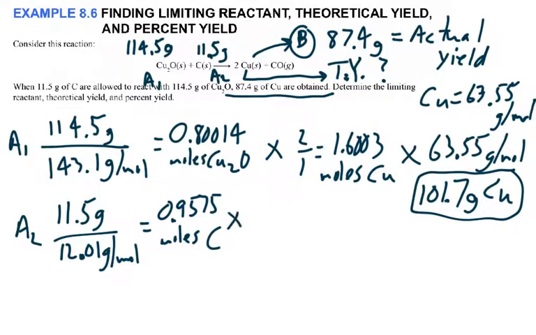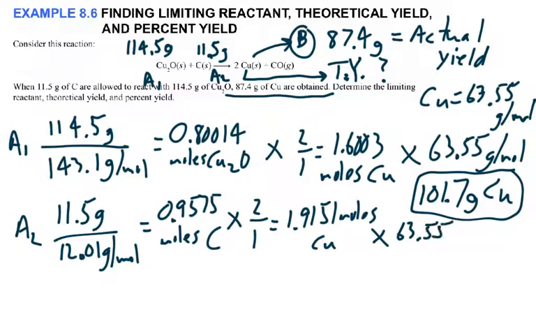The mole ratio, B over A2, happens to also be 2 over 1. And here you get 1.9151 moles of B, which is copper. The last step, because it's the same B, you're going to multiply by the atomic mass of copper, which is 63.55. And this time we're going to round to 3 significant digits because of the 11.5. And I get 122 grams of copper.